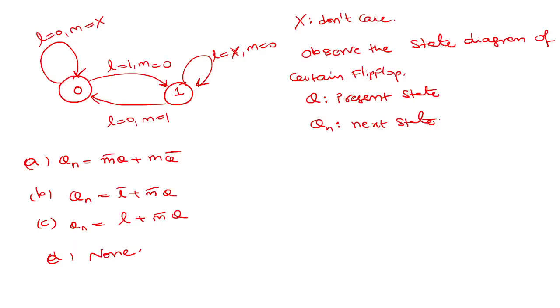All right. So let's move on to next question. Solve this. The state diagram is given. So X is don't care. Observe the state diagram of certain flip-flop. Q is present state. Qn is next state. So what is the relation between Qn, M, L, and Q? Read this. Do this properly. So which of the following is true? That's the question.